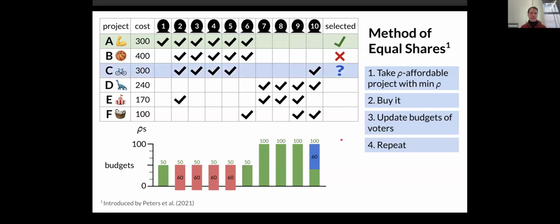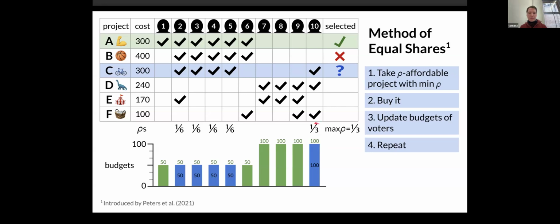Next, we can look at project C. And now we see that if we split this money equally, we also cannot do this, because we cannot make everybody pay 60, because 4 of the supporters of this project only have 50. However, what we can do, and what equal shares actually does, is say that maybe the last voter who still has a full budget can pay for the other ones. And this is possible. We could still afford this project in this way.